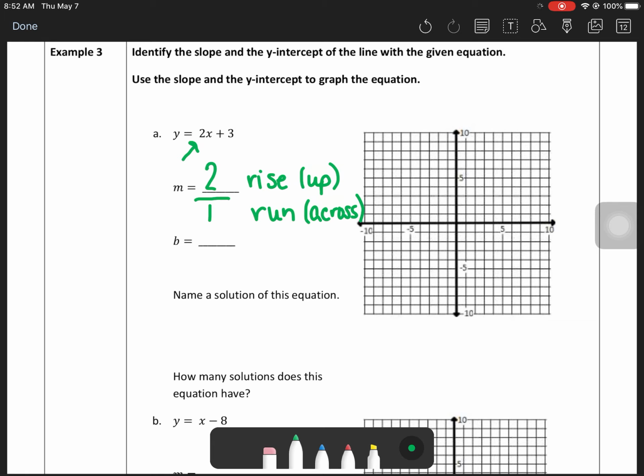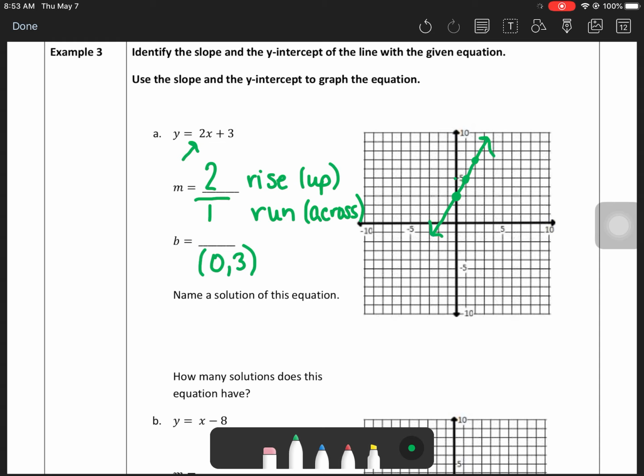And then our y-intercept is at 3. And remember, that's the point (0, 3). So when we graph that, we're going to go on our y-axis at 3. And then we're going to do our slope. Our slope says go up 2 boxes from our y-intercept and over 1 box. Let's do it again. Up 2 boxes and over 1 box. Then we're going to draw our line.